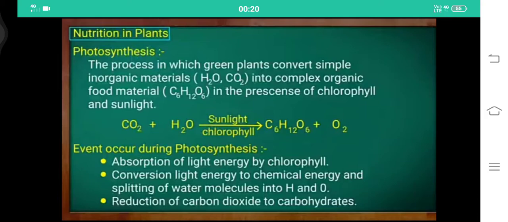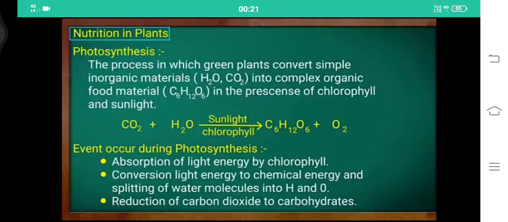What is photosynthesis? Photo means light, synthesis means preparation. What are they going to synthesize? Putting the things together. What are the things together? They are called raw materials. The process in which green plants convert the simple inorganic materials like water and carbon dioxide into complex organic food material, that is glucose, in the presence of chlorophyll and sunlight. This is the proper definition of photosynthesis.